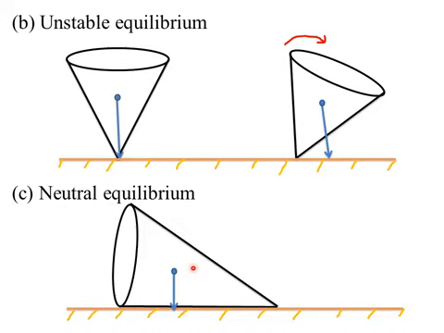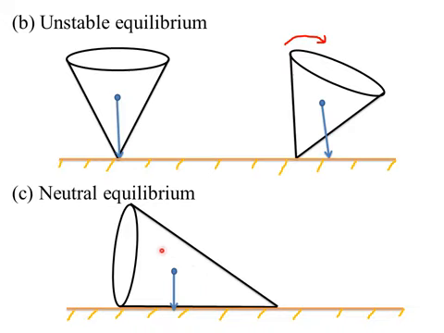So it can only move from one point to another, but you cannot change the position of the center of gravity, because the COG is already in the middle of that particular ball. So most spherical objects will actually fall under neutral equilibrium.